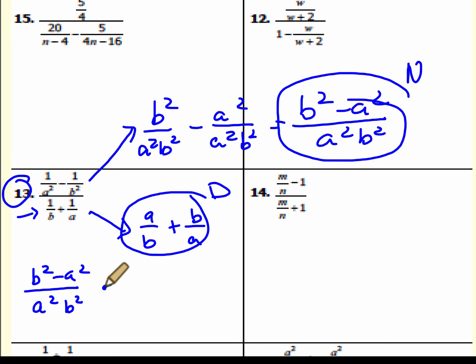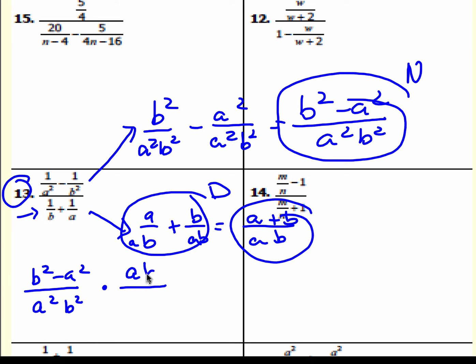Then I have times the reciprocal. Sorry, I forgot to write those denominators correctly, and I forgot to combine too. The reciprocal of a plus b over ab. Okay, now I have to reciprocate it: ab over a plus b. Okay, now I'm ready to simplify.